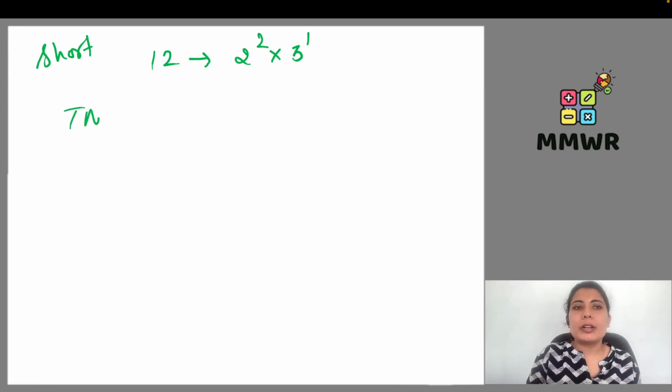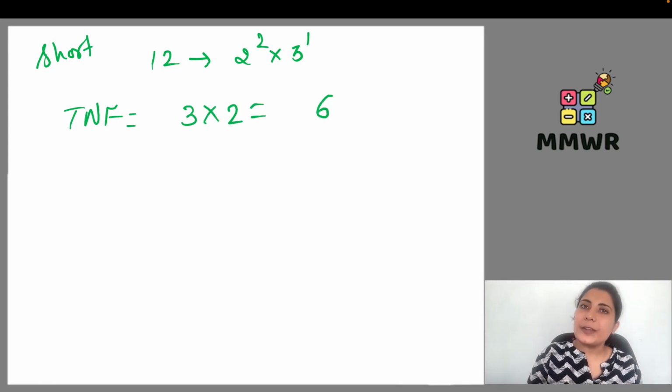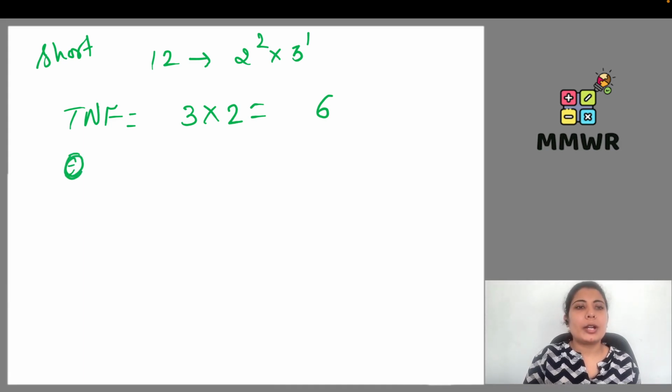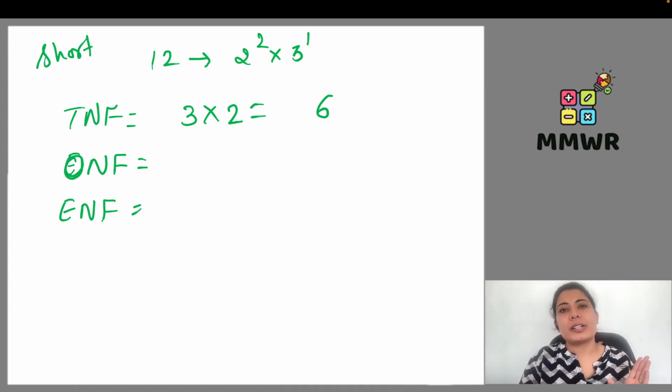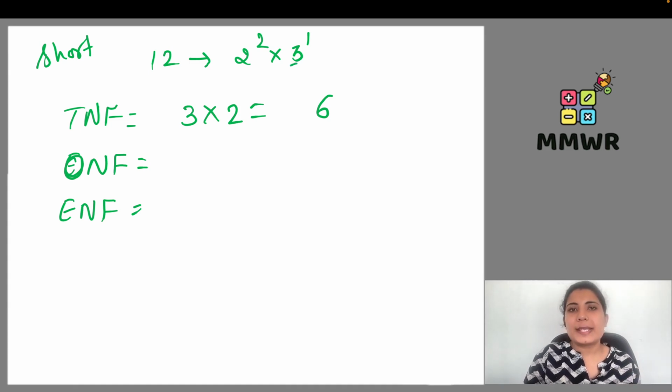Right? Now the total number of factors is 3 multiplied by 2, which is 6. Total 6 factors are there. Even number of factors, odd number of factors, and even number of factors. Odd number of factors के लिए मुझे सिर्फ और सिर्फ odd powers को ही लेना है. I will not be considering 2 as the base here. So 3 to the power 1 है, I'll make the power 2 here. 1 plus 1. So this 2 I got from 1 plus 1, which is 2 only, right?